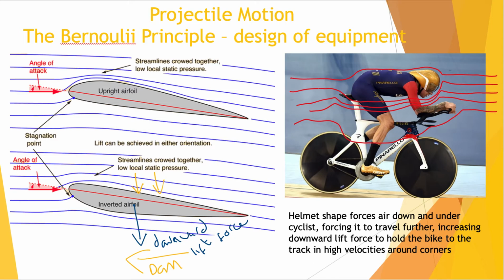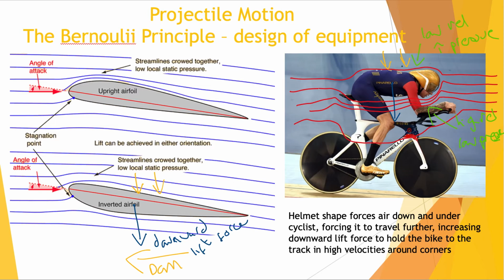Okay, so here then we have low velocity, high pressure, we've got high velocity, low pressure, it's creating this pushing down on the cyclist, which is going to generate this downward lift force. And that holds the bike to the surface.